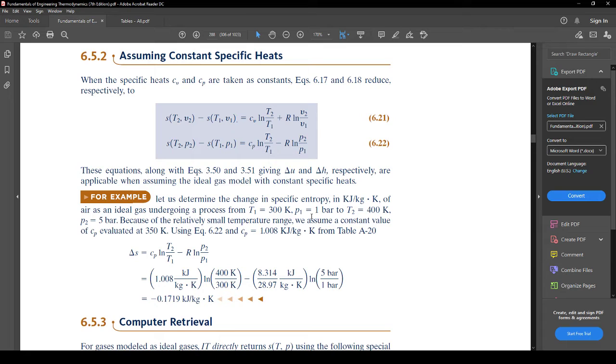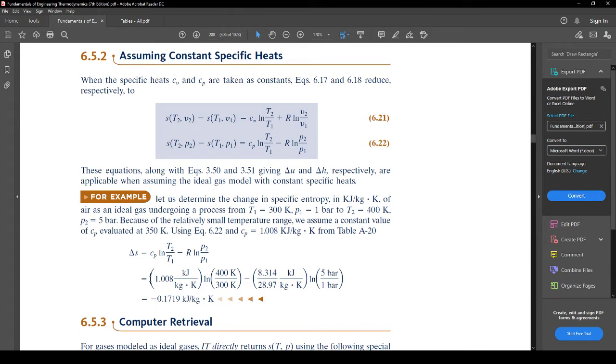Yep, all right. So my answer is negative 0.1719, and that is what they have as well. So we have gotten the right answer. I think what happened is that it's a little dark in my room, and I might have typed 40 instead of 400. So we got a little bit of a different answer.